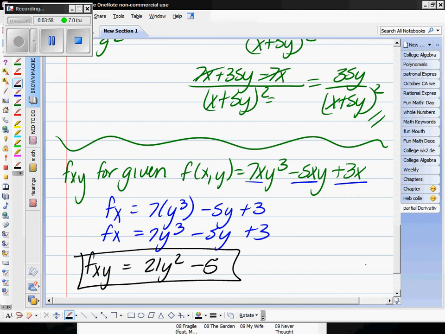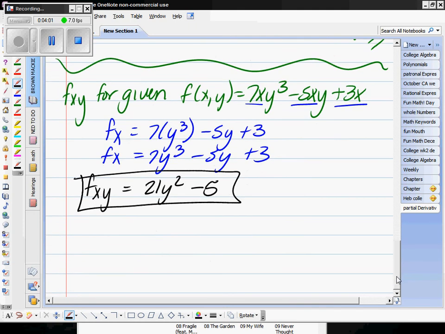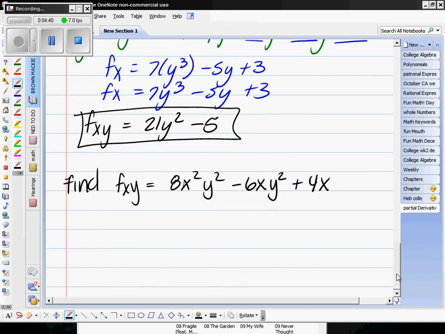So if I do one more in that same kind of thought, let's say I give you, say, find f of xy equals 8x squared y squared minus 6xy squared plus 4x.